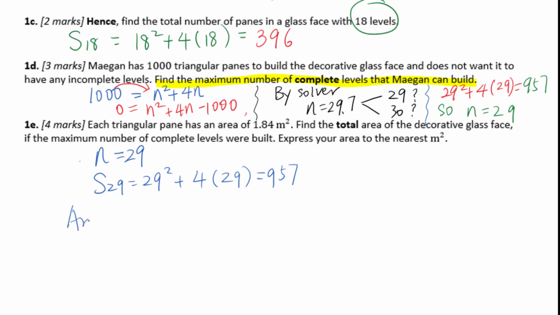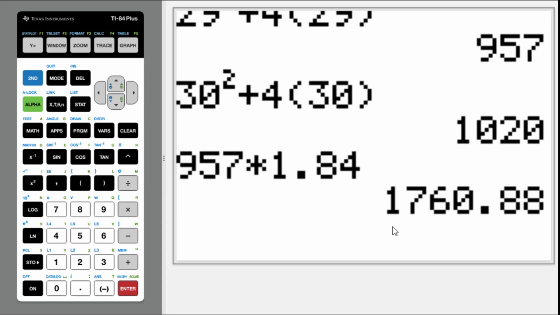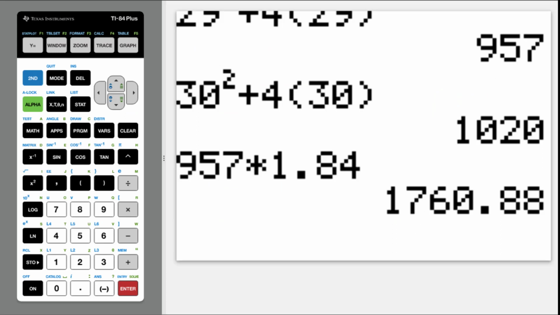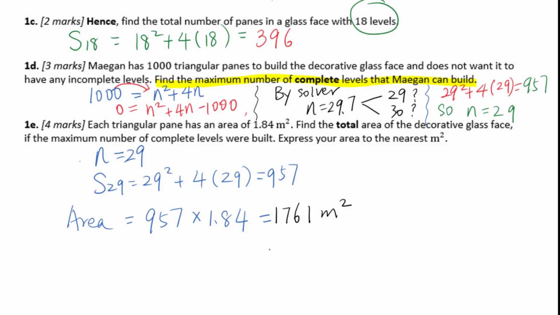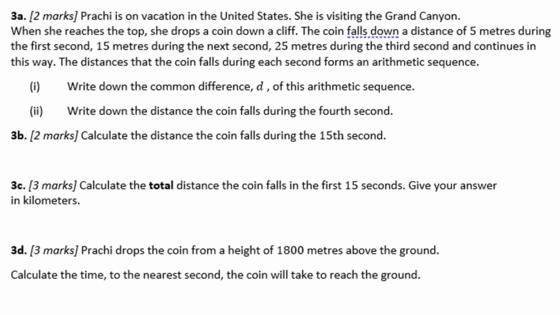So the area equals 957 times 1.84, and the answer will be 1761 meters squared. Let's go to number 3.